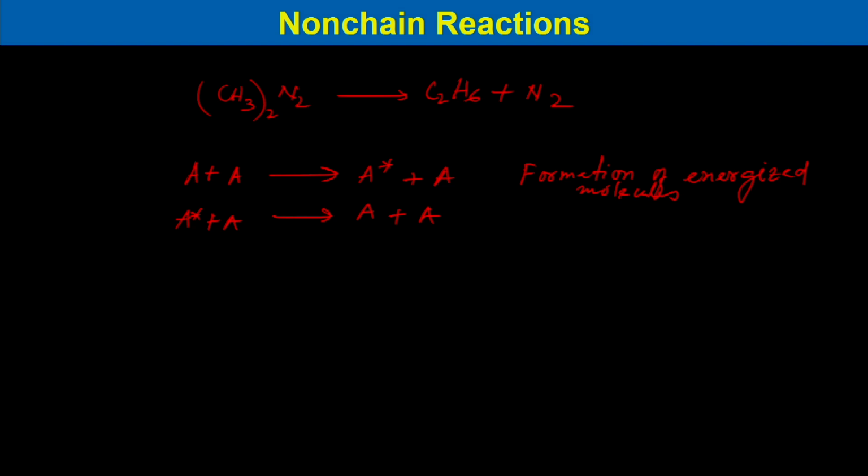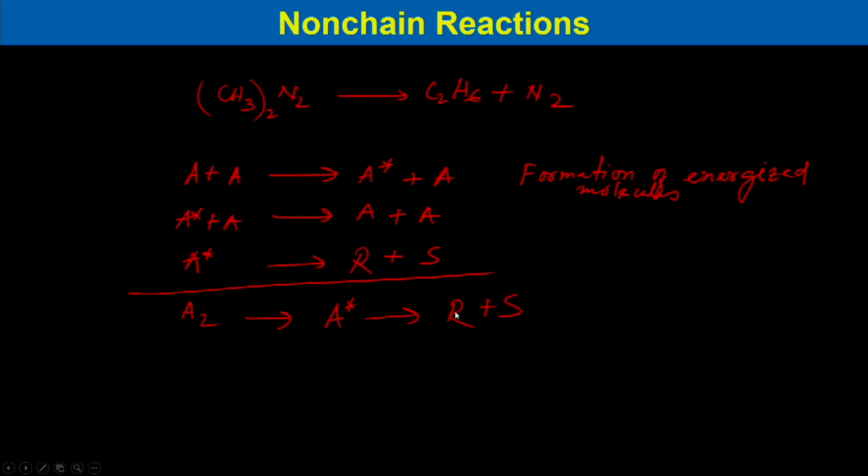That means the activated complex or energized molecule again collides with A molecules and comes back to A plus A. So, it is the reverse one, and then the third step is the spontaneous one, that is A star decomposes, giving the products R plus S. So, this overall reaction can be viewed as A2 forming A star and then forming R plus S.